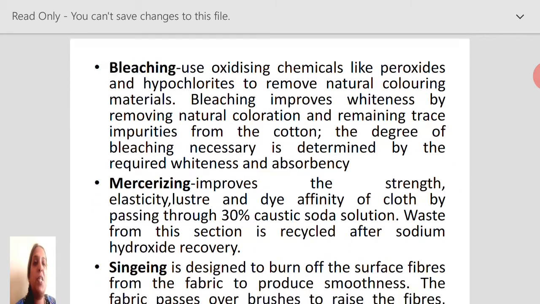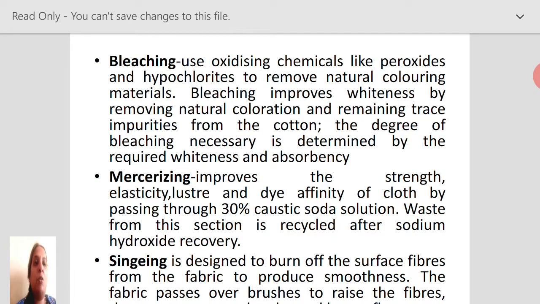And the next process is your bleaching process, where we use oxidizing chemicals like peroxides and hypochlorites. As the name implies, we are going to remove the natural coloring material, so that the entire cloth will be turned white, and the degree of bleaching will depend upon the required whiteness as well as the absorbency required by the manufacturer.